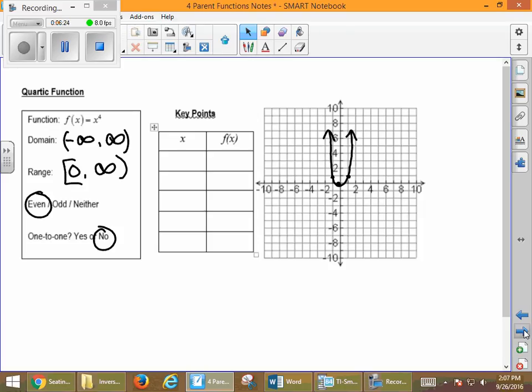It is an even function. We're symmetric with respect to the y-axis. And it is not 1 to 1. We fail the horizontal line test.